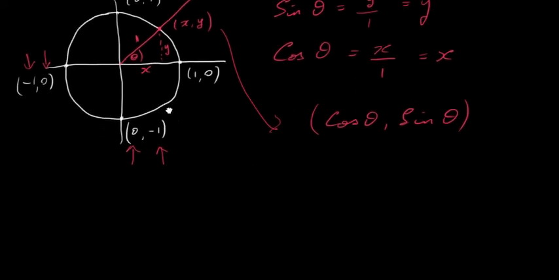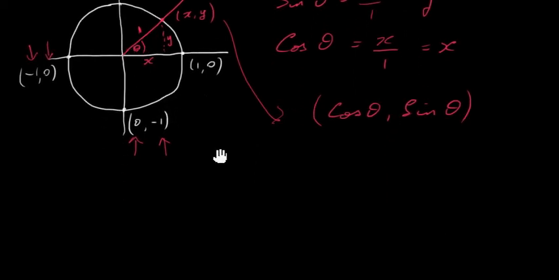Now, in the case where the radius is not 1, let's say we call it r, for argument's sake, then our coordinates will be r cos theta and r sine theta. So if the radius is 5, it'll be 5 cos theta and 5 sine theta, and so on.